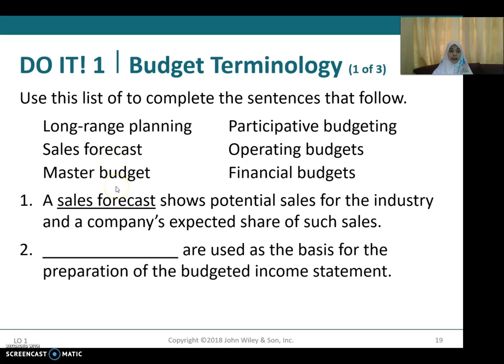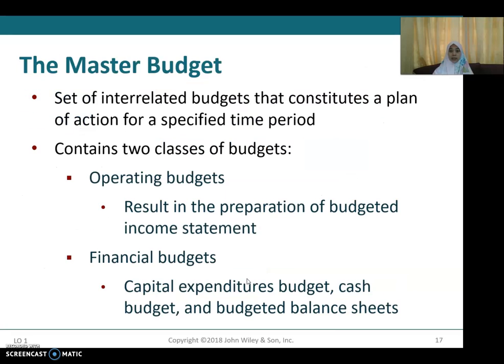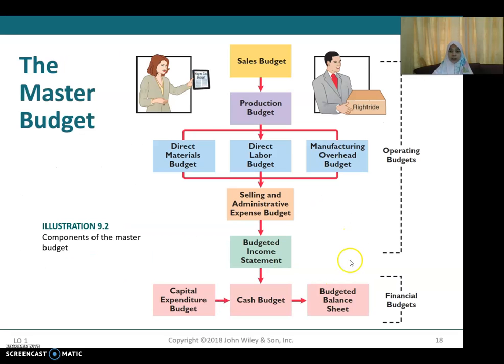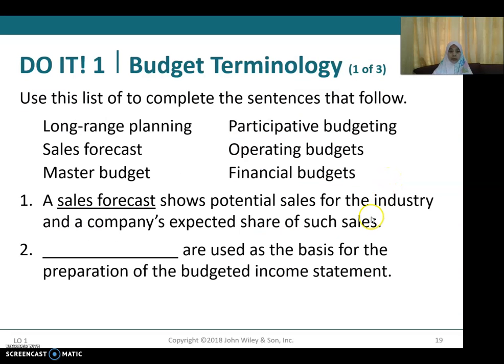Okay, and then you will have this one. Number 2, I use as the basis for the preparation of the budgeted income statement. What do you use as a basis for your preparation of the budgeted income statement? So you remember this one, in the preparation of your budgeted income statement, you use the operating budgets. So the answer would be your operating budgets.